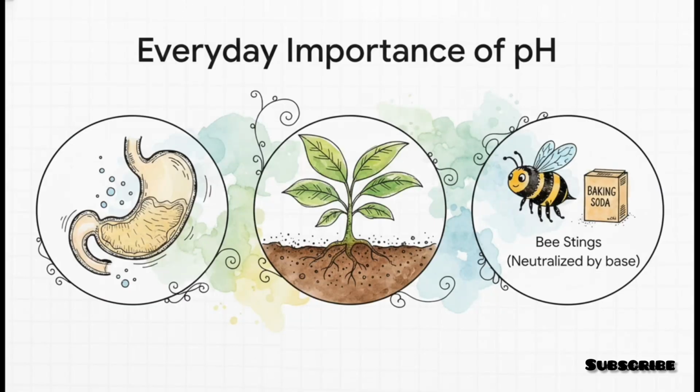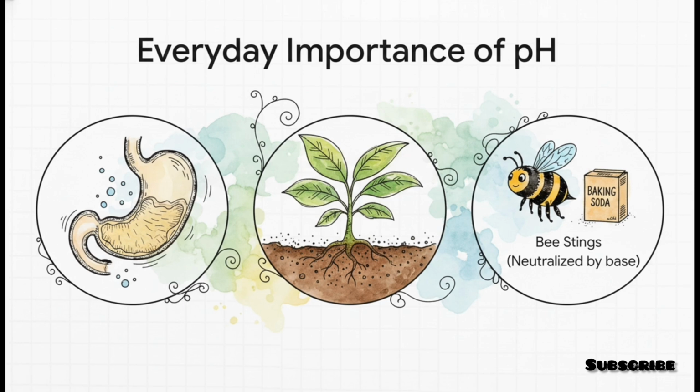Actually, pH plays a massive role in everyday life. In your stomach right now, hydrochloric acid is helping digest your food. Out in the fields, farmers are constantly testing soil pH to guarantee healthy crops, sometimes even tossing in lime to dial back the acidity.